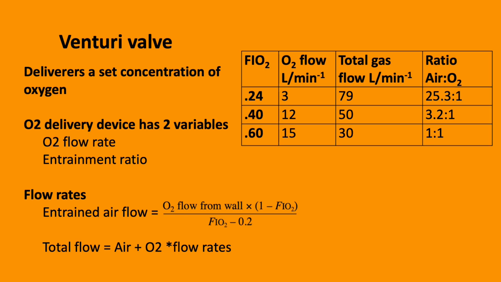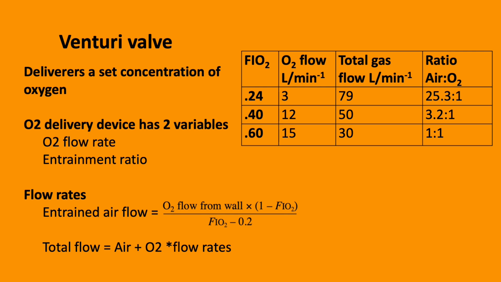Venturi valves deliver a set concentration of oxygen to a patient. They work by passing 100% oxygen through a constriction, allowing entrainment of air by the vents. The degree of entrainment is controlled by 2 factors, the size of the vent and the oxygen flow rate, and this is independent of the patient's minute ventilation. Assuming all of the oxygen takes part in the flow rate, it's then possible to calculate, using an equation, the amount of air entrained as shown.